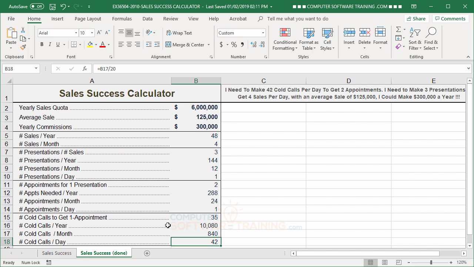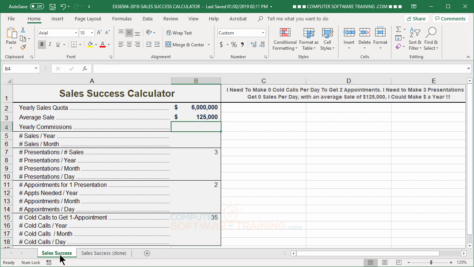Now, what I want to do is show you how to put all these formulas in. All right, so we're going to go back over here to the sales success tab, and this is the commission.